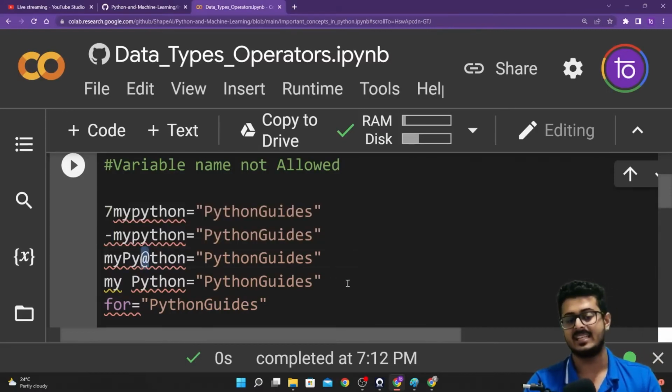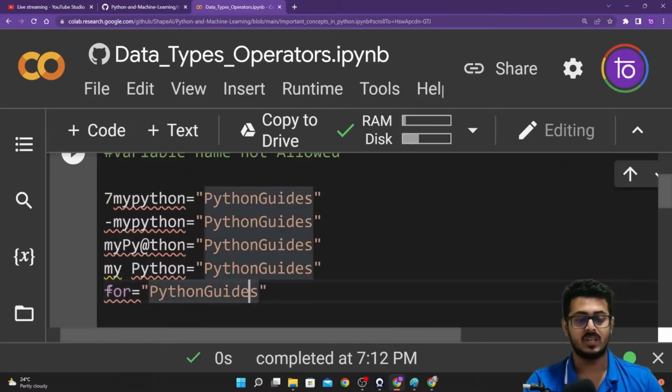Containing at a rate inside the variable name, again a special character, we cannot have it. So again, not a valid variable name. Having a space inside the variable name, of course you cannot contain a space inside the variable name itself. Using a reserved keyword, as you're able to see, for is a reserved keyword in Python and it is getting highlighted in purple for us. So that is also something that we cannot use.